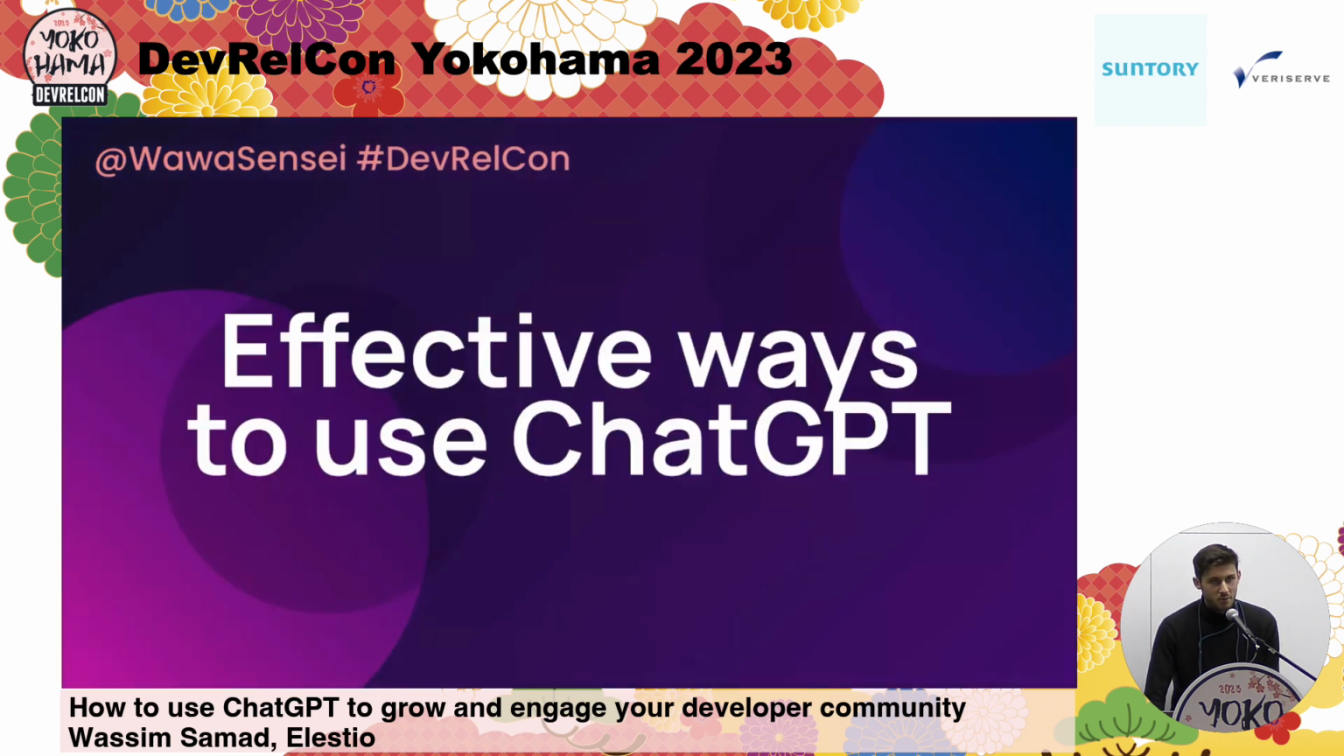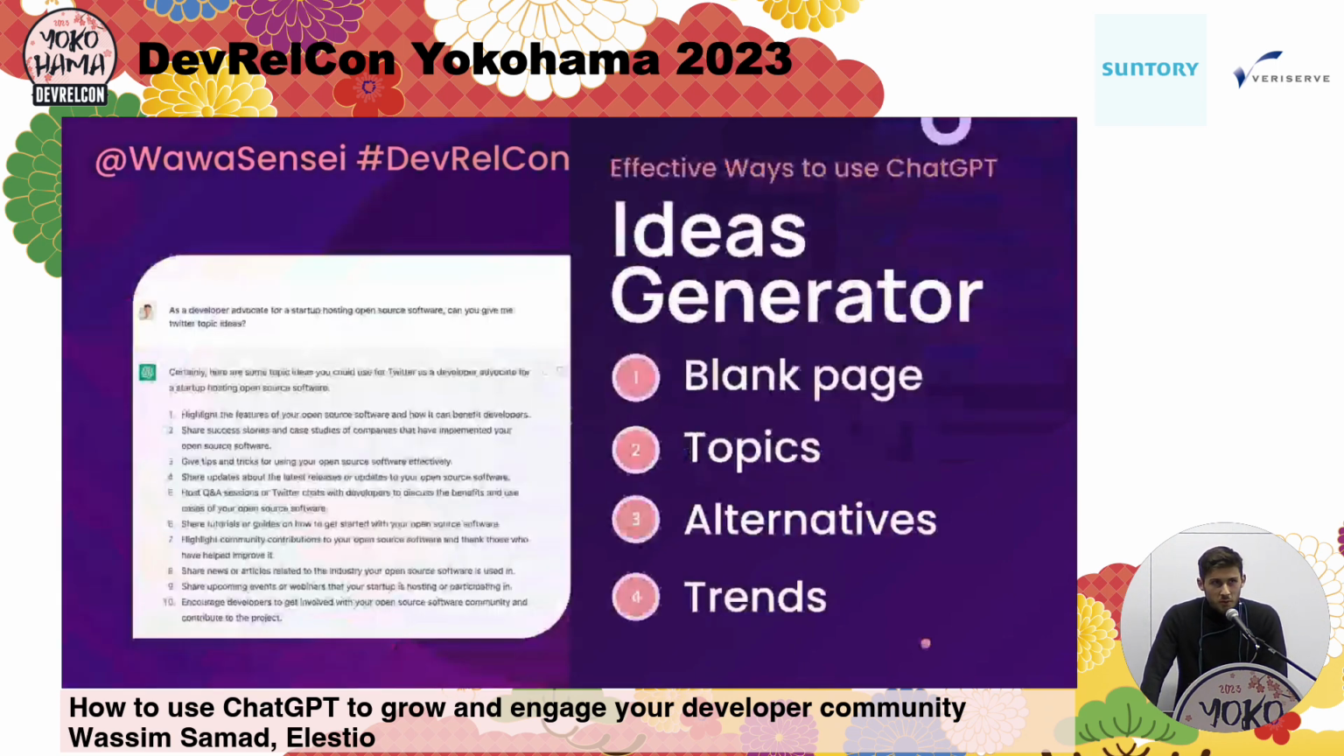So let's have a look at effective ways you can use ChatGPT for the different tasks you might face as a developer advocate. The first one is an ideas generator. Maybe some of you are creating content or must find ideas about something, and we are not always in the good mood to do it. Having a bot you can ask for ideas, which gives really high quality answers, can help you go from a blank page to something in mind.